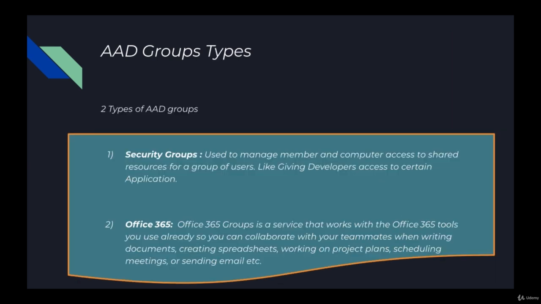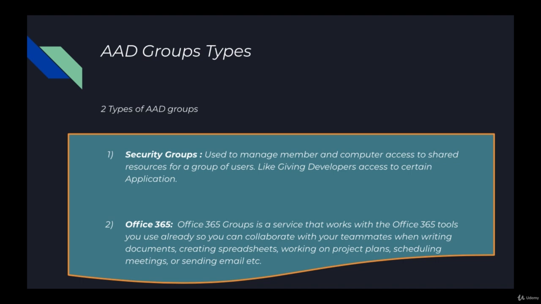Now there are two types of AD groups. When you create groups within Azure, one is called a security group. Within the security group, we can assign all these memberships which we have studied: static, dynamic user or dynamic device. A security group is basically used to manage group computer access to different resources for users, like developers' access to a certain application. So we can create a security group and assign the type of membership we want.